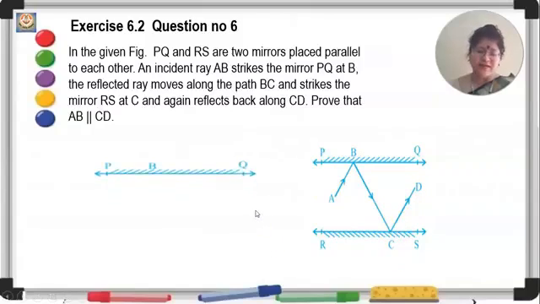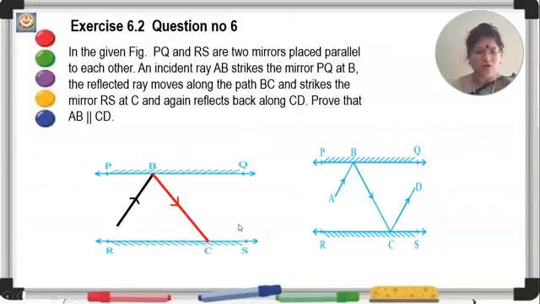Now let's understand. There is a mirror PQ and there is another mirror RS. These two mirrors are parallel to each other. Okay. Now there is one incident ray which touches this mirror at point B. So this arrow is shown upwards, that it is going like this and touching point B. The minute it touches the mirror at B, obviously this has to get reflected back. So this is how it looks when it gets reflected back. But when it reflects back, it touches the mirror again at C. And when it touches the mirror again at C, it has to again reflect back. So this is what you get.